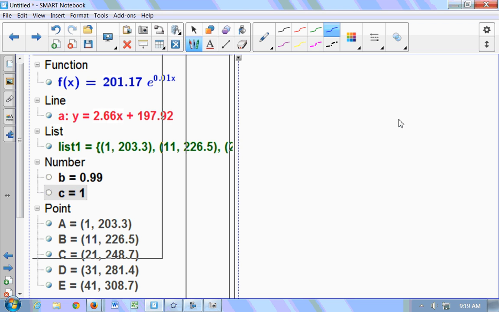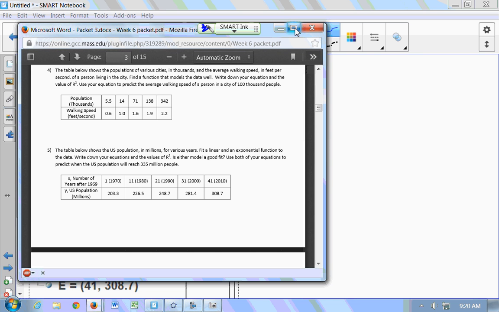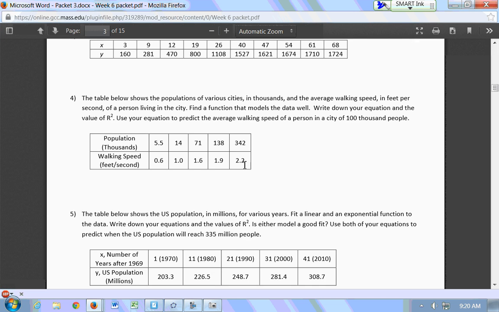So I just wanted to write down, this is for the line. This is for the exponential. Okay, so we've got the two equations, the exponential and the linear equation, and the R square value for each. So we know that the exponential is a little bit better than the line. And then the last thing they asked us to do was use both of these models to predict when the US population will reach 335 million.